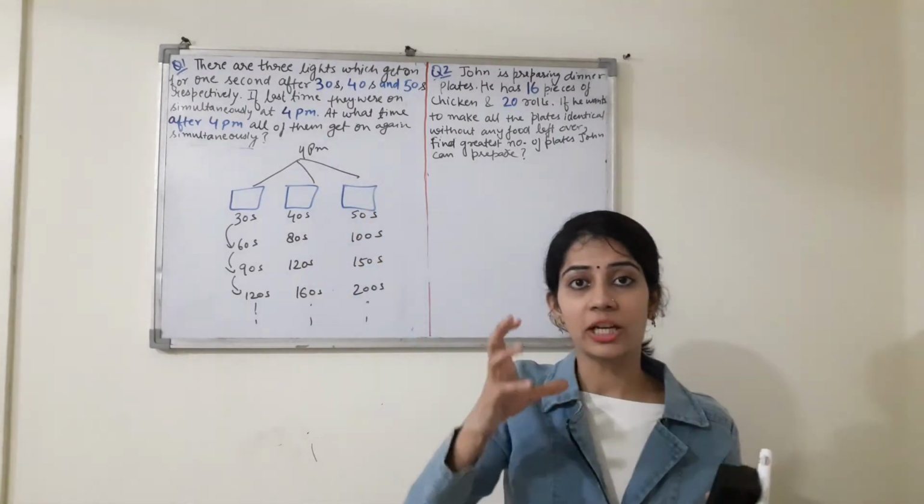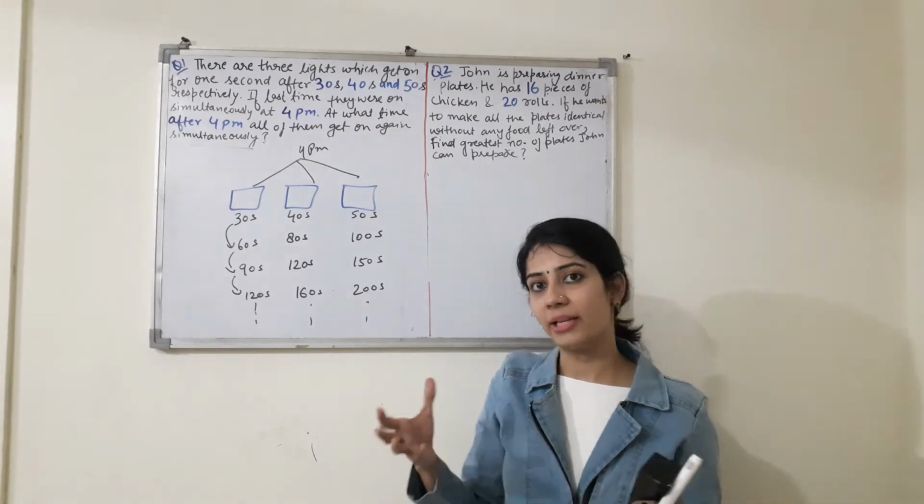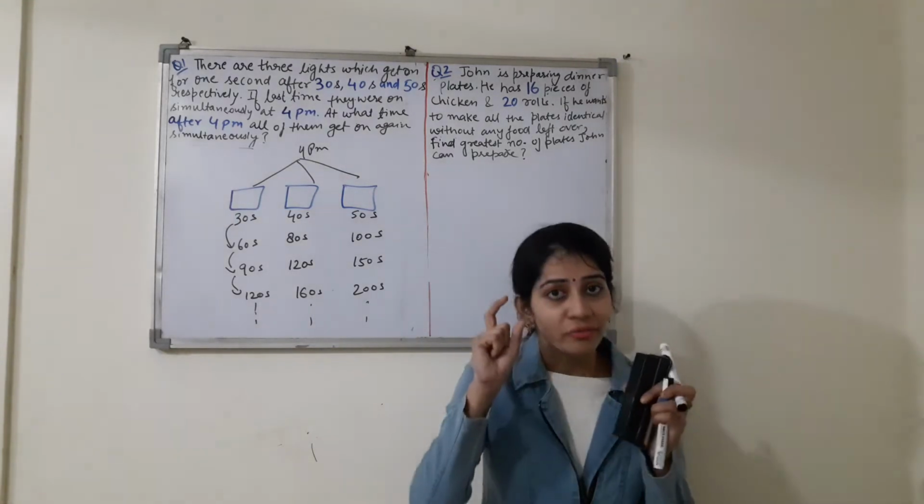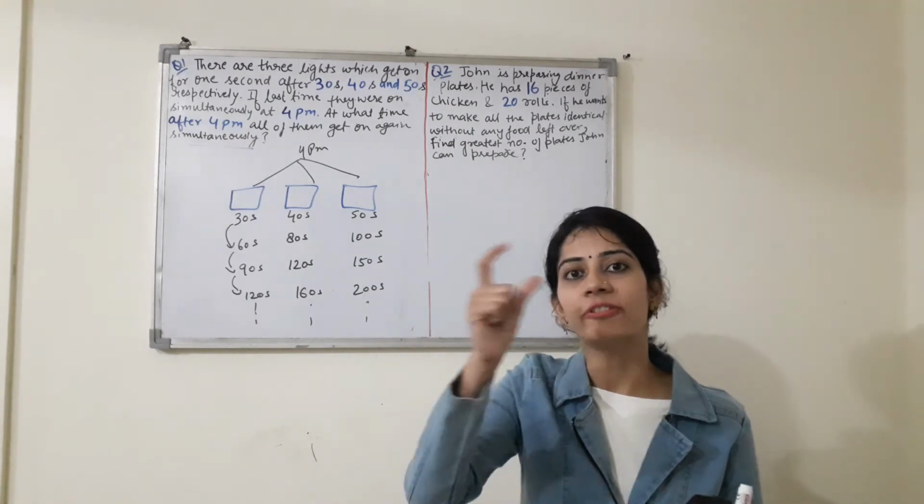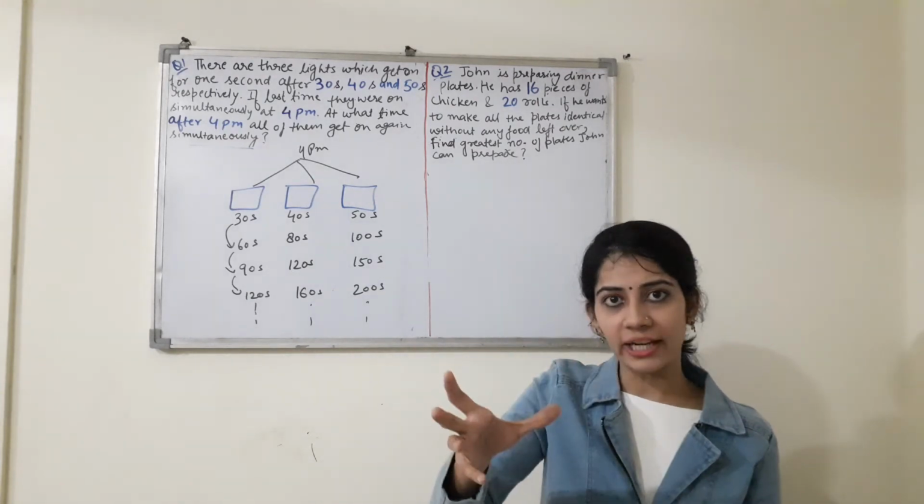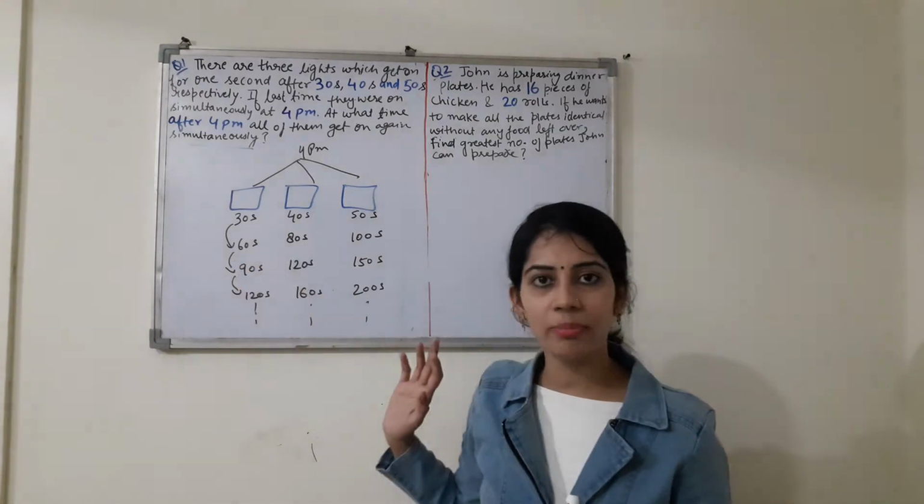It means they are talking about common, all the three lights, that is your common. And simultaneously at what time, we know that LCM is what? Least common multiple is the first, or we can say smallest or first common multiple out of the given multiples.